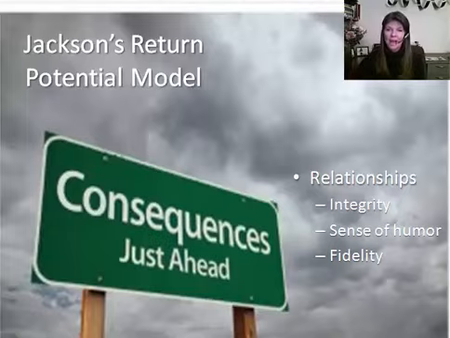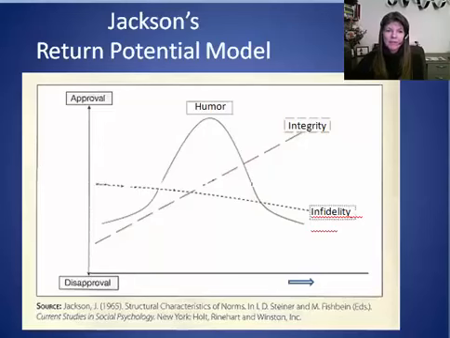All right, so now we're ready to look at an example of how Jackson's model was used to measure the approval return potential for three of these behaviors or qualities in U.S. culture. Okay, so we're starting here with integrity. See this line right here, integrity. Okay, see the strong positive relationship. The more integrity displayed, the more approval returned. That makes sense, right?